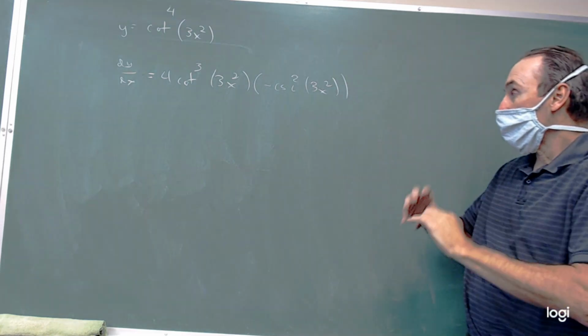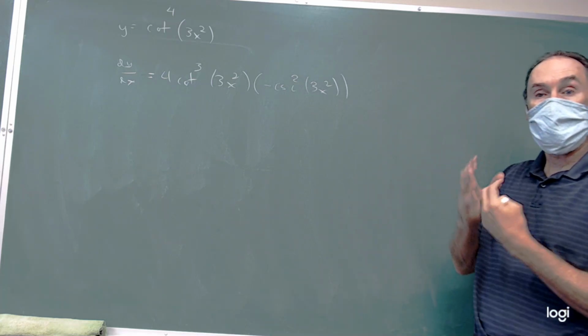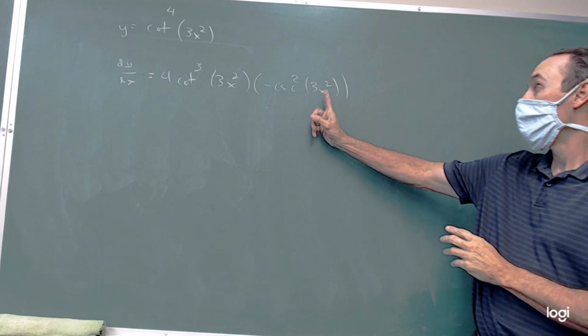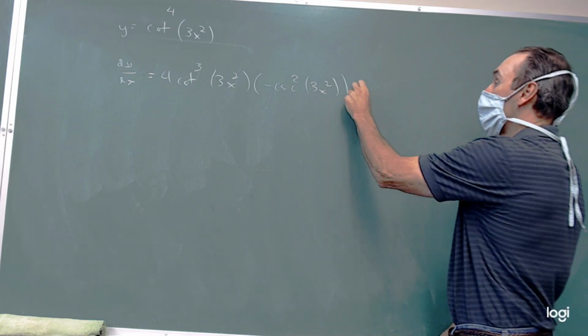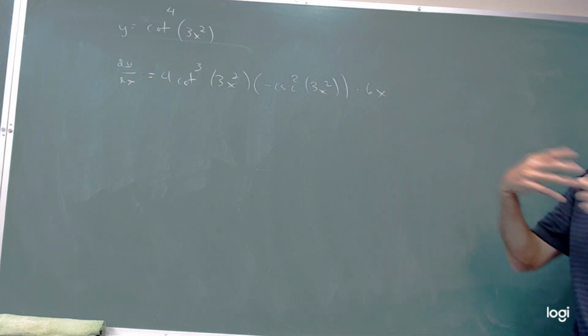So then we've done the middle layer. Now we're down finally to the innermost layer. And that, we're going to differentiate the 3x squared to get 6x. So our calculus is done. We'll do a little bit of simplification.